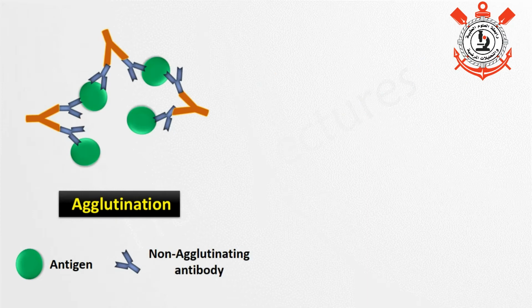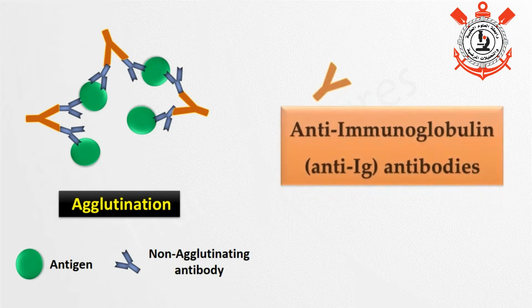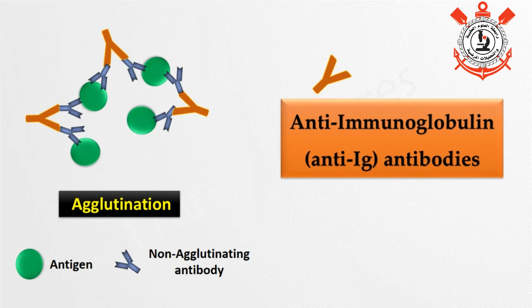So, the second antibody is targeted against the first one, that is the non-agglutinating antibody. These antibodies are known as anti-immunoglobulin antibodies, abbreviated as anti-Ig antibodies. This is because these are antibodies against antibodies.